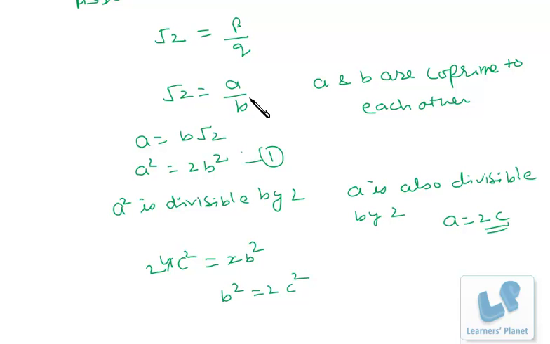I hope you are clear, and this is a really important problem from the NCERT textbook. So just revise it 2-3 times if you are not clear. Now on the same lines, let's prove that root 3 is an irrational number.